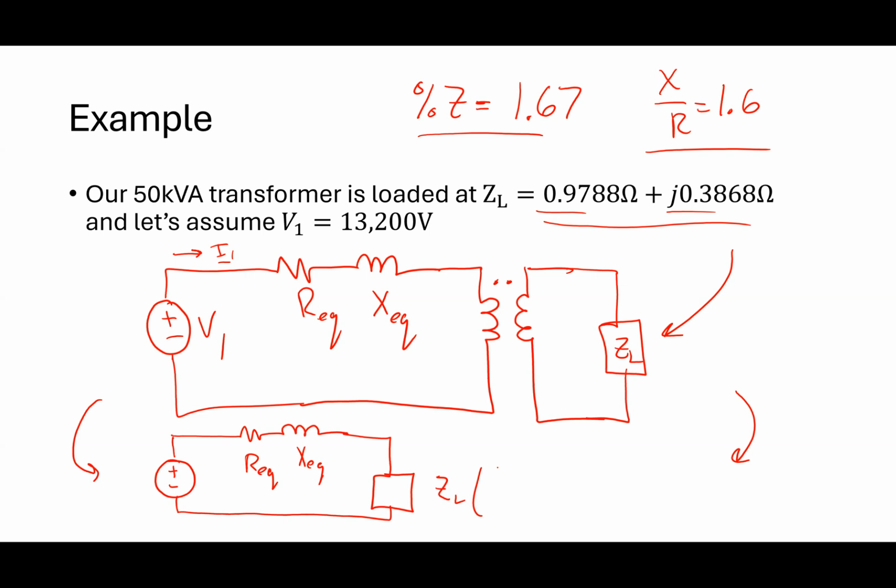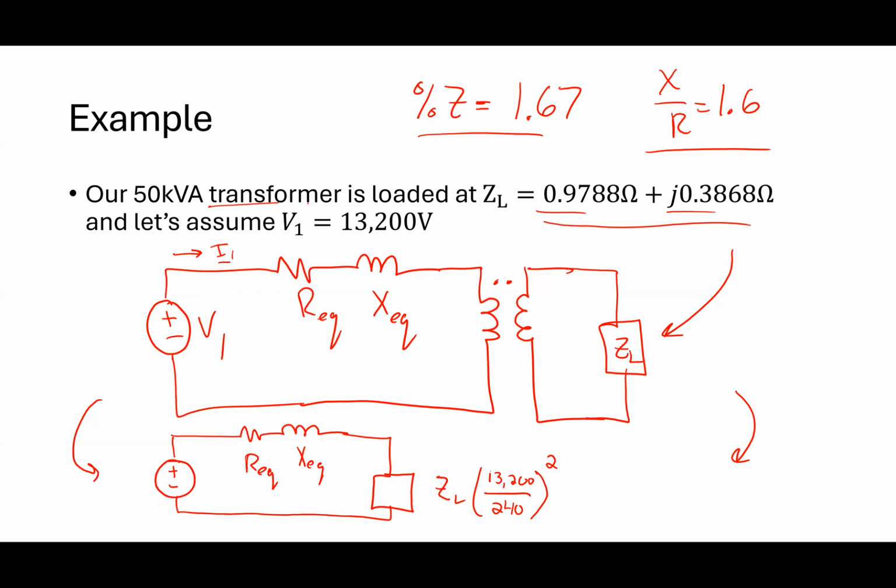So what over what to reflect it from the secondary to the primary? Yeah, so in this case, it's going to be 13,200 over 240. That's the turns ratio, right? Squared. You would be given V1. For this particular transformer, I would have told you a voltage ratio.